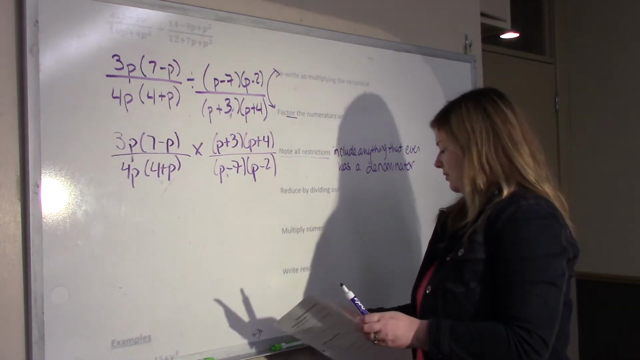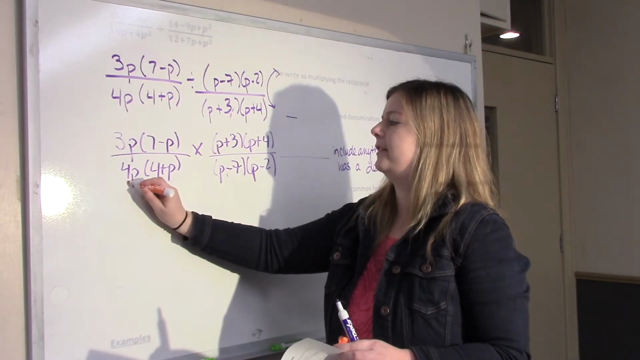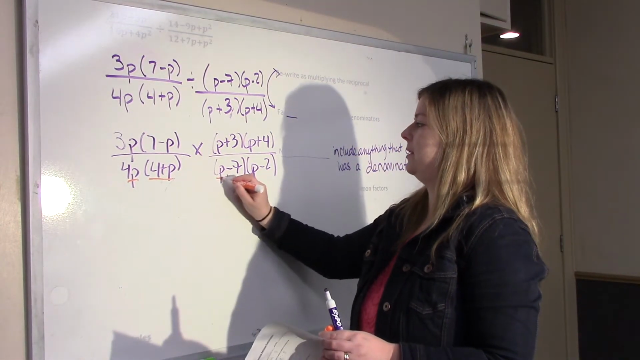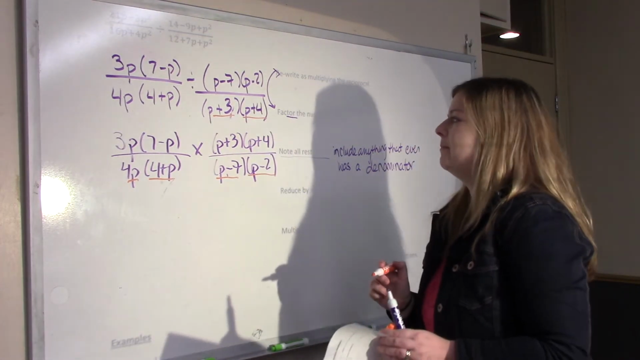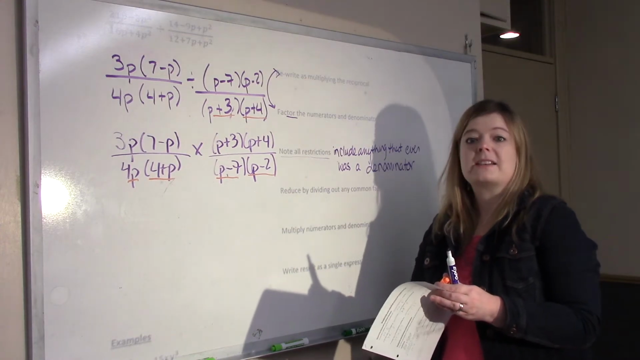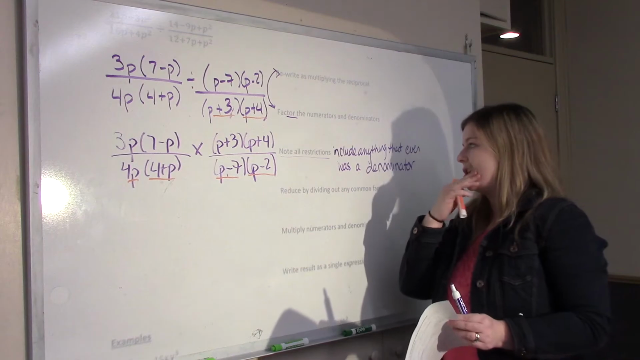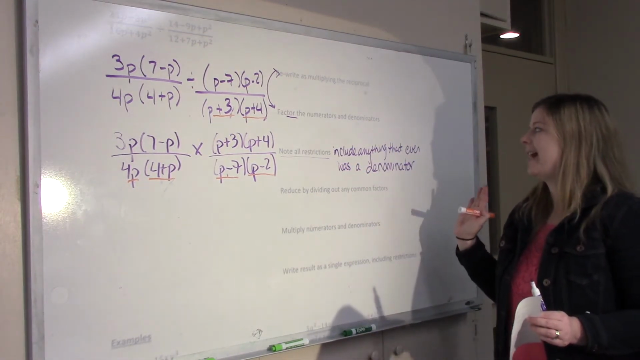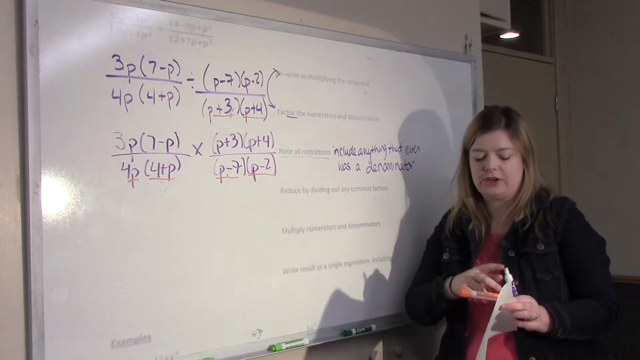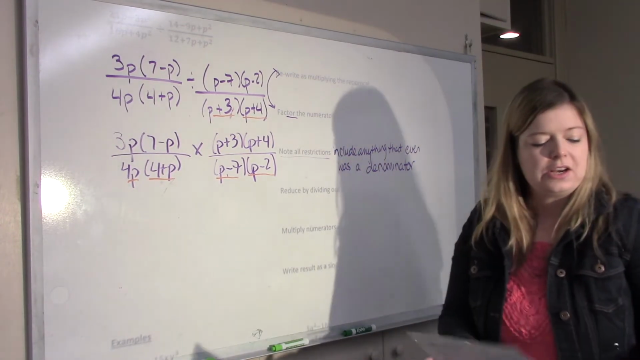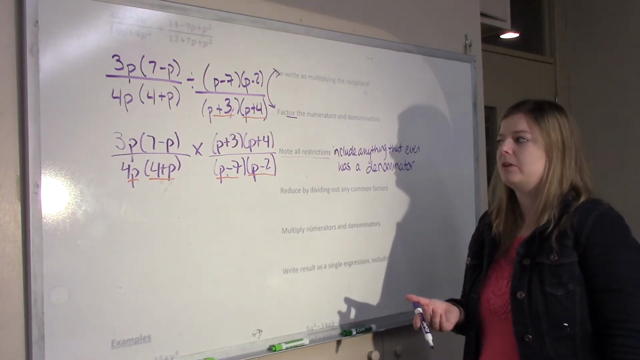Okay, so the restrictions are going to include, obviously, this p, this 4 plus p, this p minus 7, and this p minus 2, but they're also going to include the p plus 3 and the p plus 4 because they were in the denominator before we did the flipping. So you just have to remember that the restrictions include anything that was ever in the denominator. So that is another change from multiplication. So the two changes for multiplication are that there's more restrictions and that we have to flip and multiply.